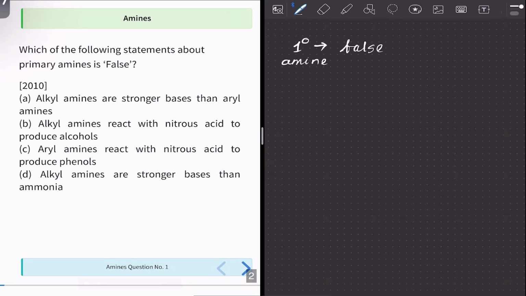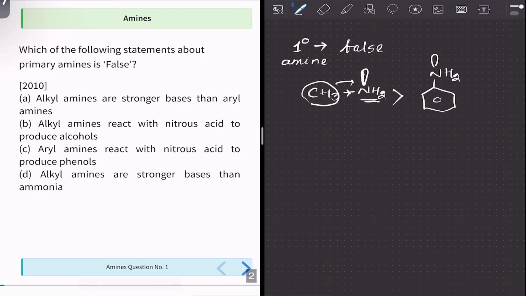Alkyl amines are stronger bases than aryl amines. Let's suppose an example of alkyl amine, CH3NH2. Aryl amine means benzene with an NH2 group on the benzene ring. Is it true or false? It is true, because the basic nature of the amines is due to the lone pair present on the nitrogen atom. The factors increasing the electron cloud on the nitrogen atom make it more basic. Due to the positive inductive effect of CH3, it will increase the electron cloud on NH2.